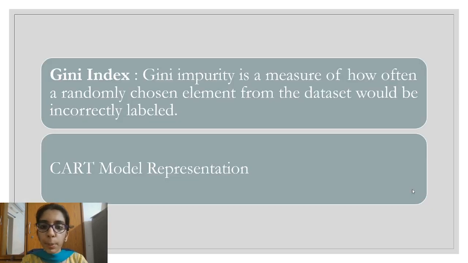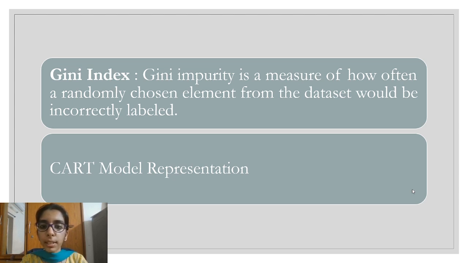Gini index or impurity. Gini impurity is a measure of how often a randomly chosen element from the dataset would be incorrectly labeled if it was randomly labeled according to the distribution of labels in the subset. It ranges from 0 to 1, where 0 indicates perfect purity, all the elements belong to the same class, and 1 indicates maximum impurity, that is, elements are evenly distributed across all classes.